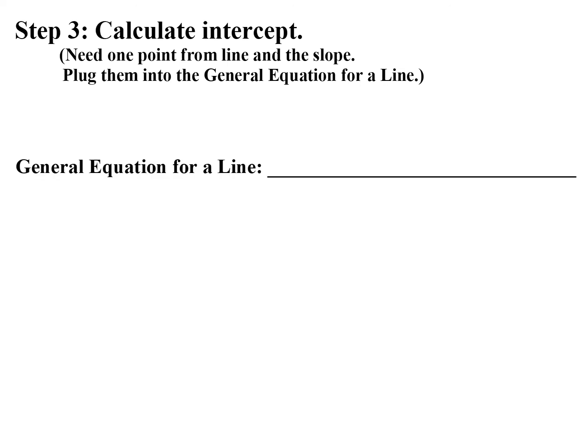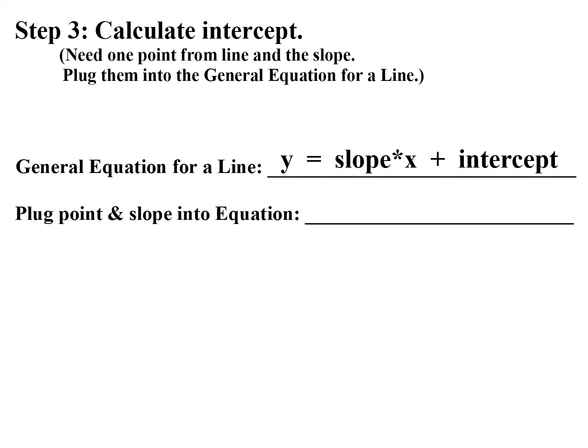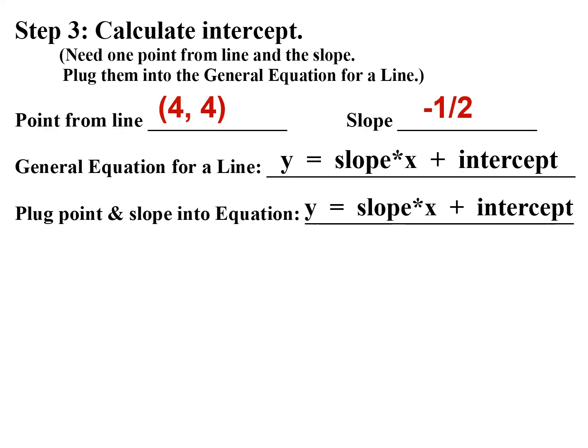Now the next step is to plug in the point and the slope into the general equation of a line. First, write down what that general equation of a line should be. Here's the general equation for the line. y is equal to slope times x plus the intercept. Next, go ahead and plug the point you chose and the slope into the equation. Now the calculations are going to differ somewhat depending on the point you chose a moment ago.